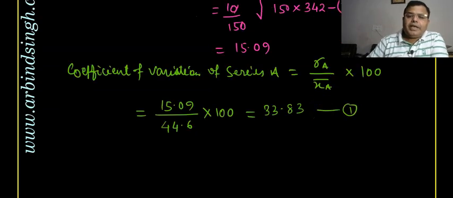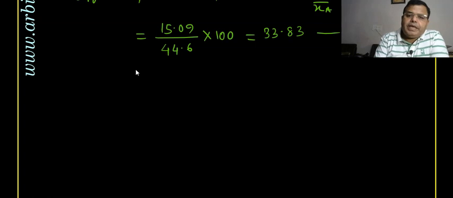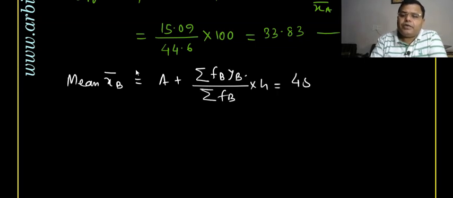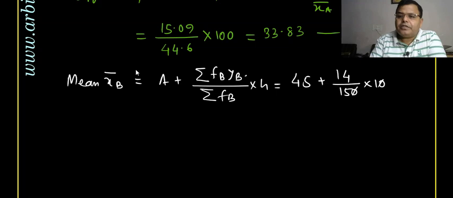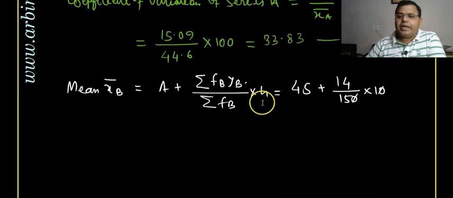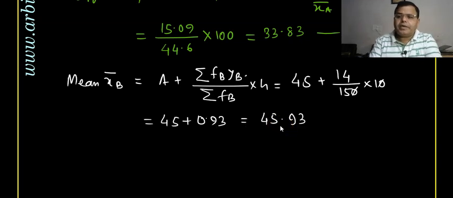Now similarly we can calculate the coefficient of variation for B. First, the mean for B: mean x̄B is equal to A plus sigma fb yb divided by sigma fb, multiplied by h. That is 45 plus 14 upon 150 multiplied by 10. The zeros cancel, because sigma fb yb is nothing else but 14. So it will be 45 plus 0.93, that will be 45.93.